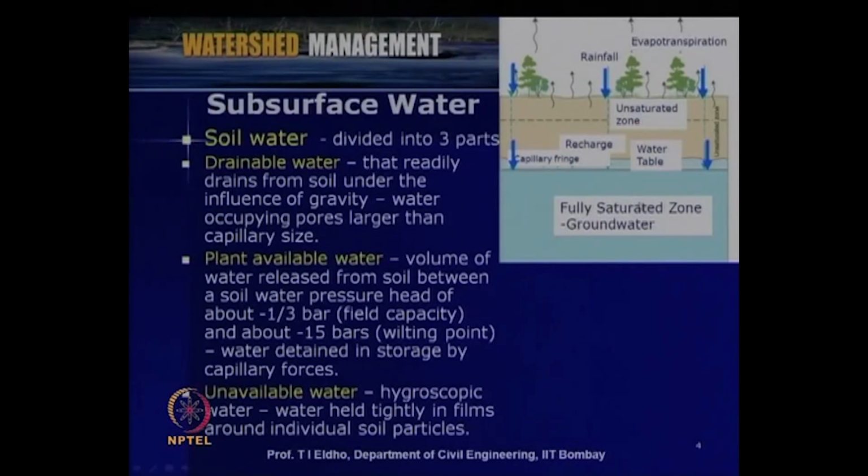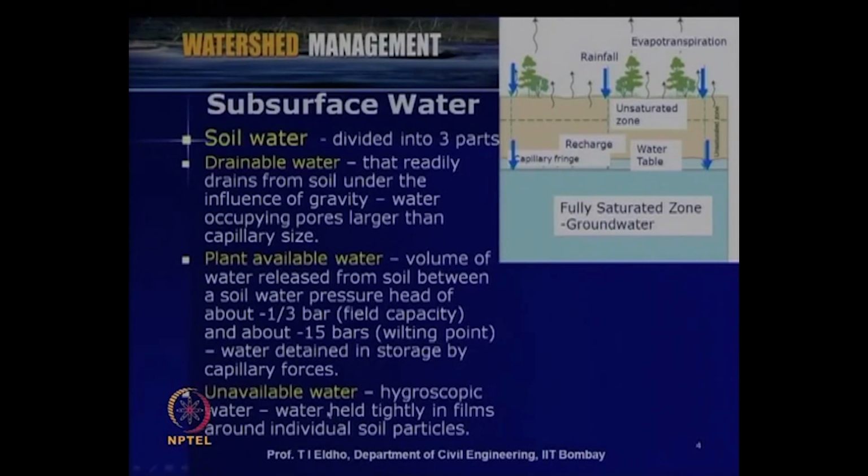we can generally classify the water available in the subsurface or in the soil as fully saturated, which is generally called groundwater. And then there will be a capillary fringe like this, and then there will be an unsaturated zone where the water will be available within the soil, which is not fully saturated. So, the water which is generally available to the plant, between the field capacity and the wilting point, is called plant available water.